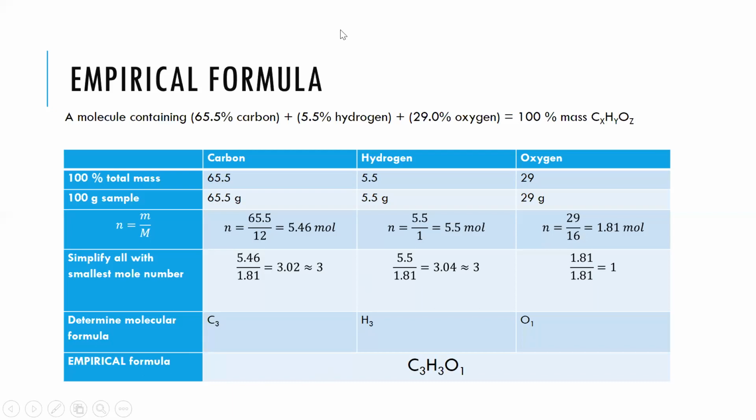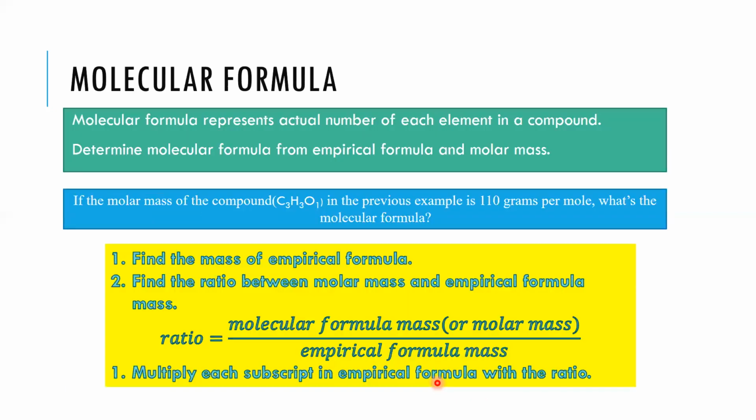So what is our next step? Our empirical formula is C3H3O1. But is it the correct number that we are looking for when we want to find the actual number of atoms in the compound? When we look at the molecular formula, what was the molecular formula? It represents the actual number of each element, not the whole number ratio of elements in the compound, and we determine the molecular formula from the empirical formula and molar mass.